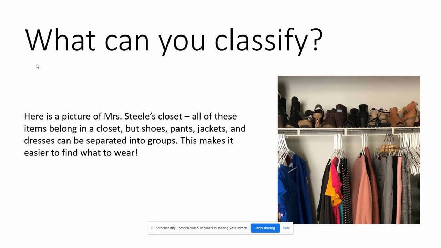This is similar to how a scientist would classify organisms into different groups. They put them all into these separate groups so they can easily determine what they are, and maybe what their name is.